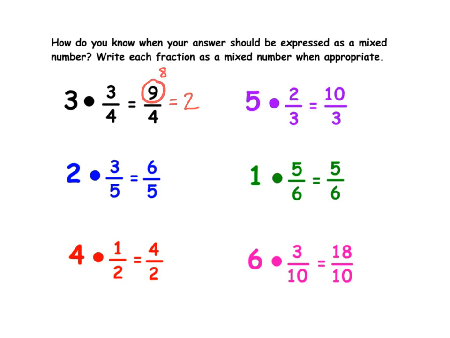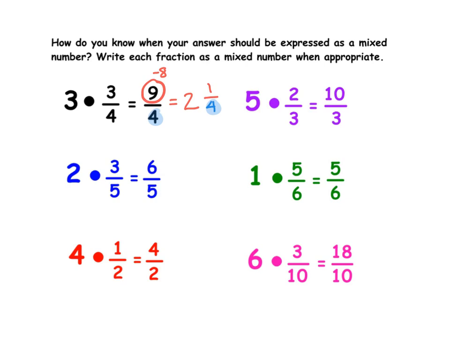Now I have to subtract to find my fractional remainder. 9 take away 8 is 1, so my answer is 2 1/4. Please notice that the denominator remains the same because that's how many pieces you have in one whole.